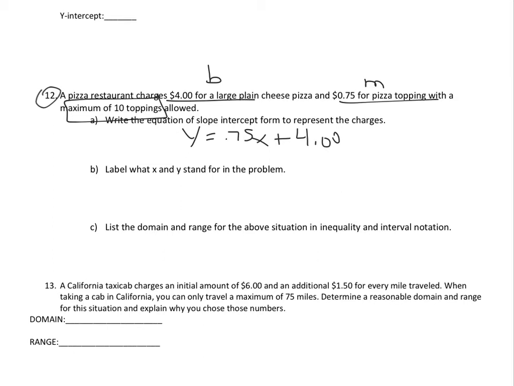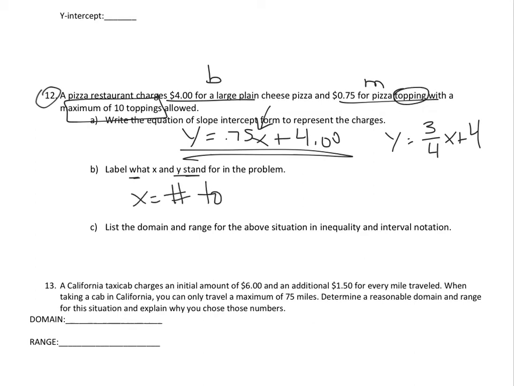So here's my equation. If you want to write it as a fraction, you can. If we were to have to graph that, you could absolutely do it like this. But I'm going to keep it in terms of money, because that's what we're trying to talk about here. Well, what does x and y stand for? Well, it says maximum of 10 toppings. And if I look here, what I'm multiplying the 75 cents by is the toppings. So that's going to be my x value, so number of toppings. And then if I combine 75 cents plus $4, that's going to give me a cost. So that means my y value is going to be total cost.